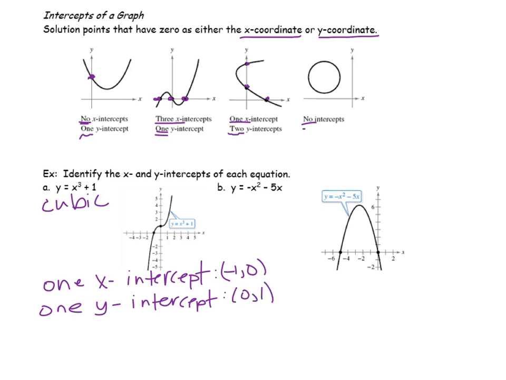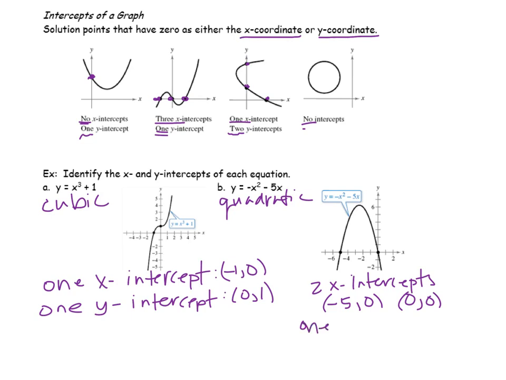Take a look at one more example. Now we have a quadratic function because the biggest term is an x squared term. Quadratic. Taking a look at this picture, now we have 2 x-intercepts. And if we count over, it looks like (-5, 0) and (0, 0). Looking at where it crosses the y-axis, there's only one. And that matches at (0, 0).